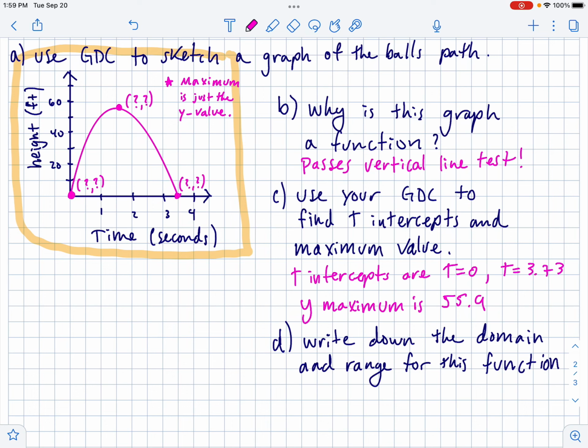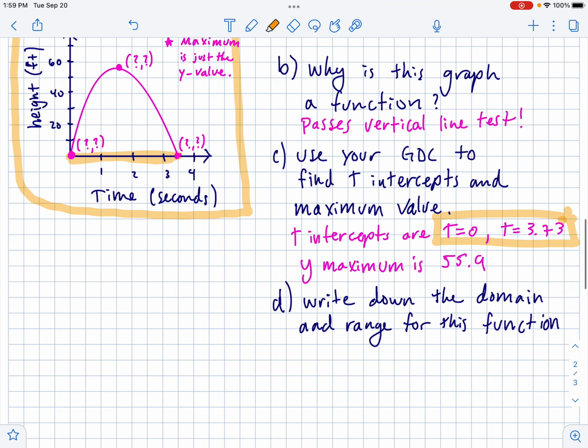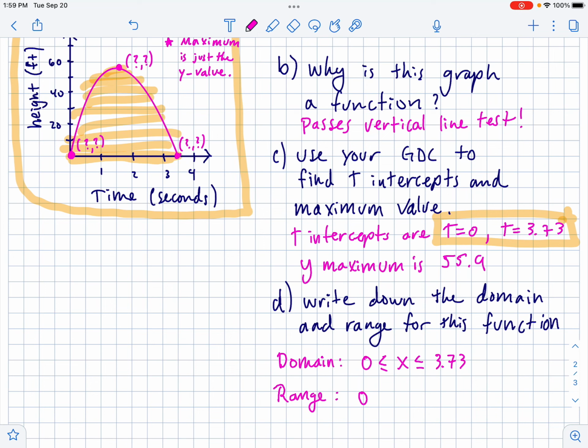Then it says write down the domain and range for this function. Well, the domain is just going to be only the x values that it exists between. So the domain is here. It's 0 to 3.73. So domain is, are they using x's or t's? I'll use x's. It goes from 0 all the way up to 3.73. And then the range, if you hold your pencil sideways, goes from 0 all the way up to the top point, which is 55.9. So we'll say 0 is less than or equal to y is less than or equal to 55.9.